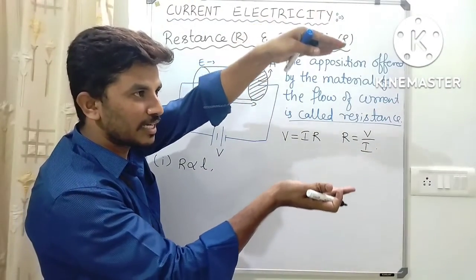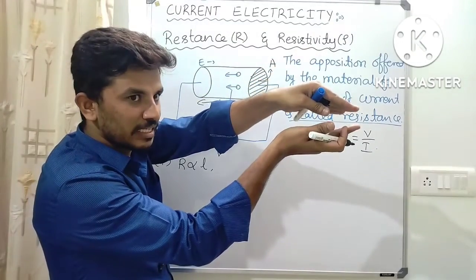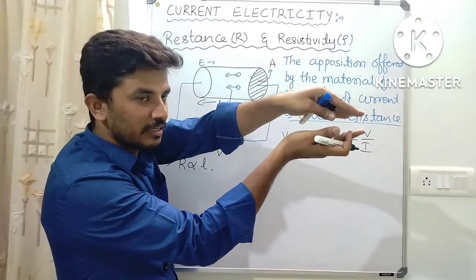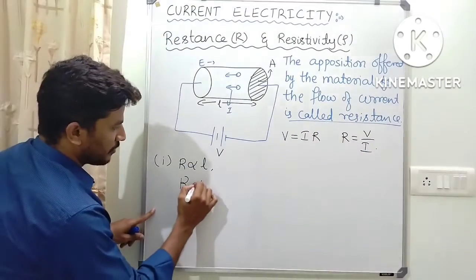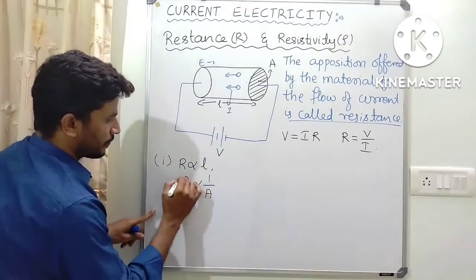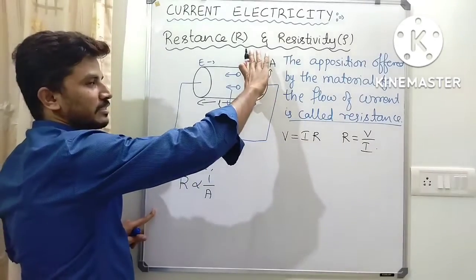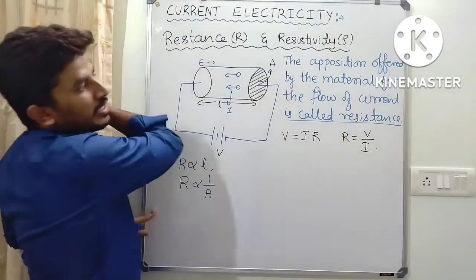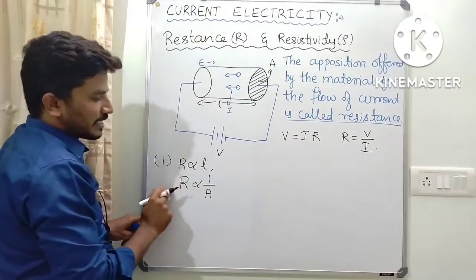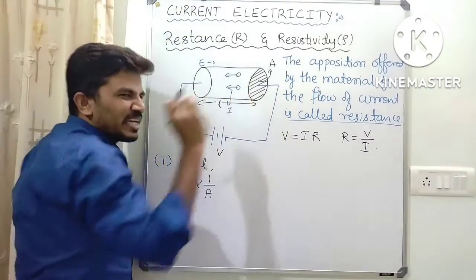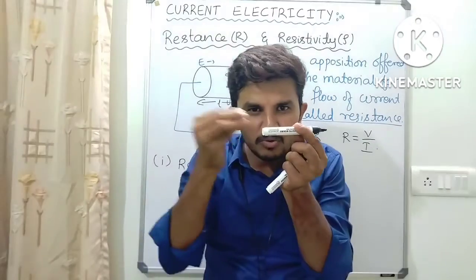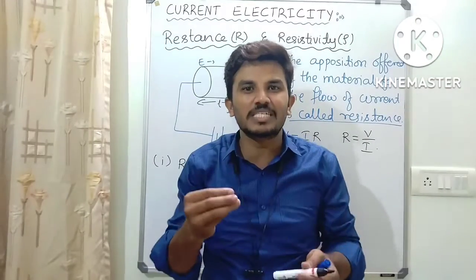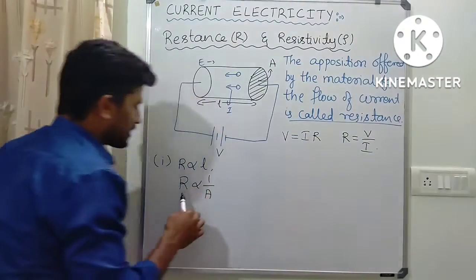If the thickness of the conductor is less, resistance is more. Means R is inversely proportional to area. If area increases, electrons can easily move through the material, so resistance is less. If the thickness of the wire is very less, the electrons will have to move with some restrictions. So because of that, resistance increases.